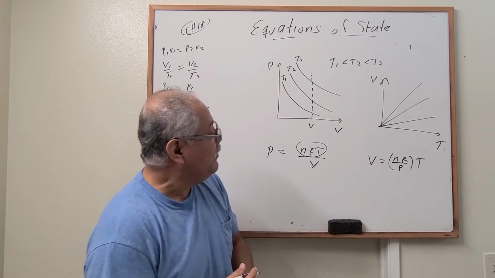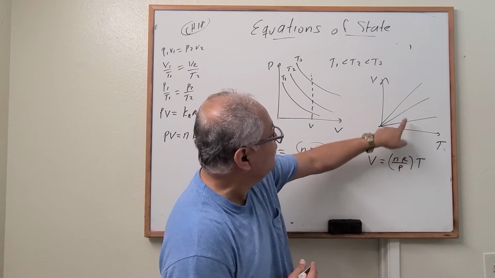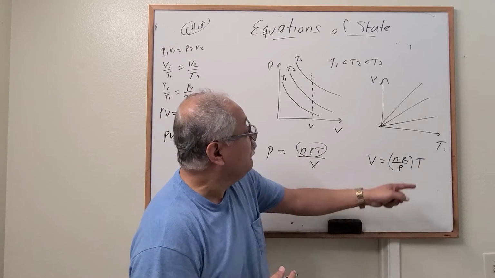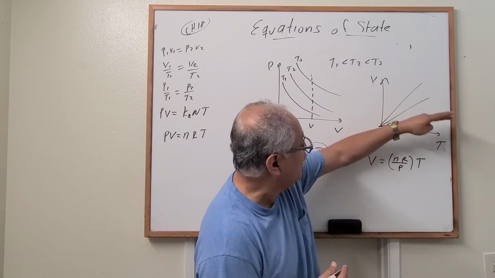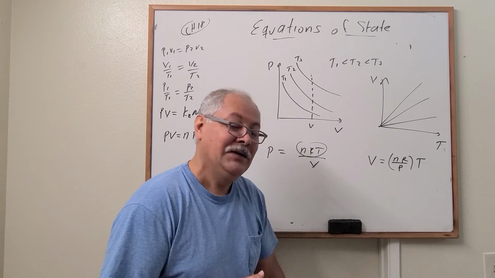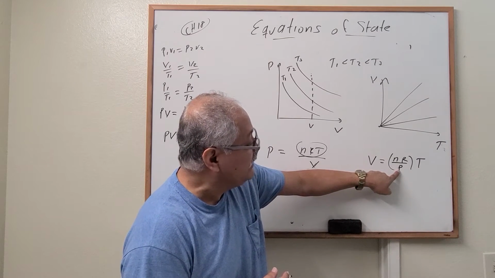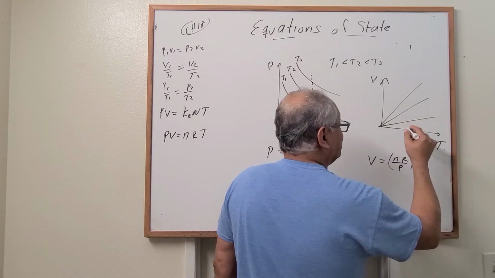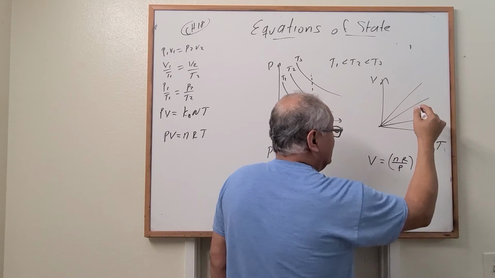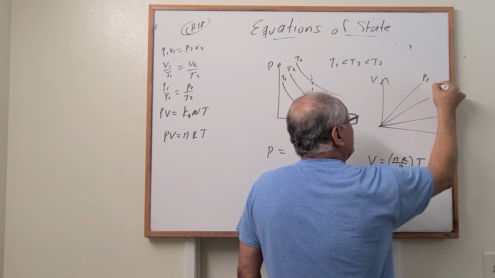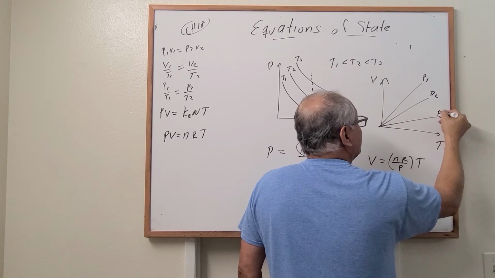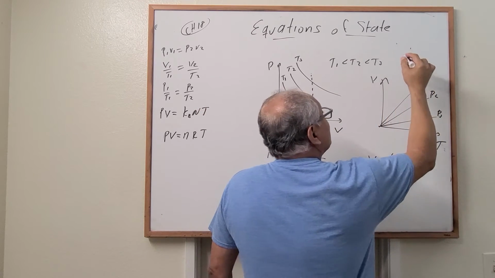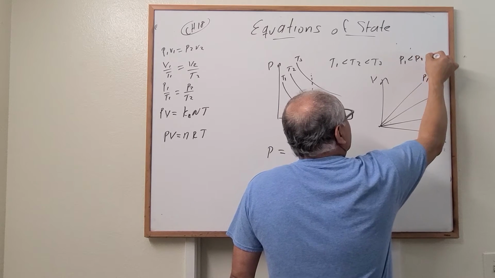Now, what happens if we increase the pressure? What happens to the slope? Does it increase or decrease? If we increase the pressure, since this is constant, the slope decreases. So again, let's take this idea. This is pressure 1, pressure 2, let's say pressure 3. The same thing as before. We have that pressure 1 is less than pressure 2 is less than pressure 3.